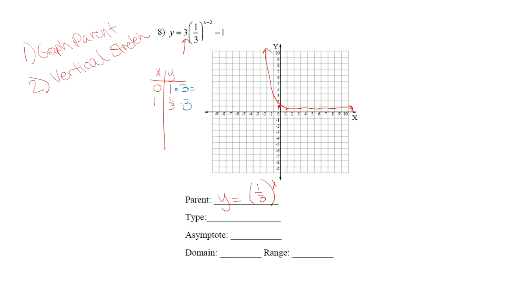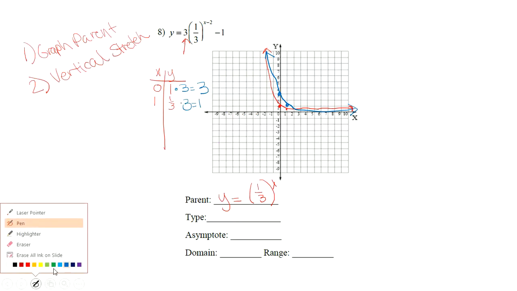So 1 times 3 gives me 3, and 1/3 times 3 is 1. So ultimately, guys, the points I'm now going to graph are 0, 3, and 1, 1. So 0, 3, and 1, 1. Okay, let's connect those two dots here. There we go.